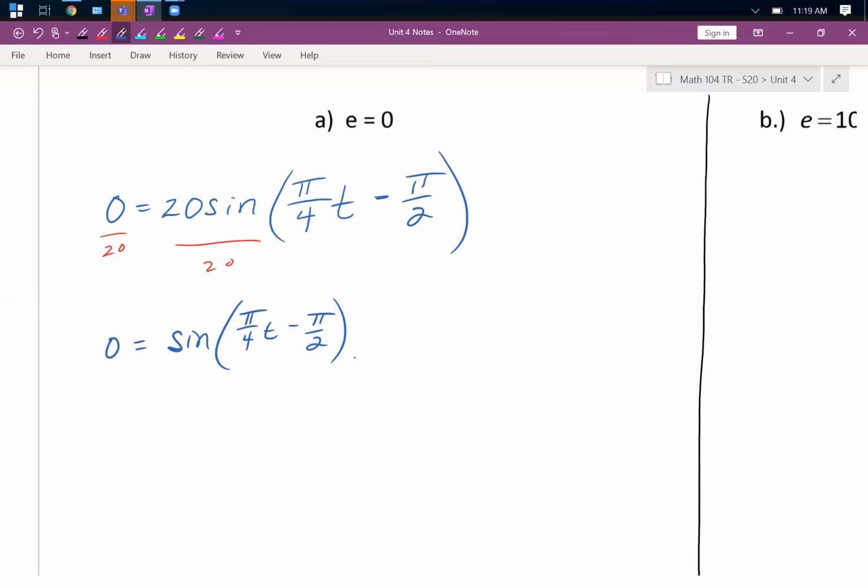Now, before we were just saying theta equals sine inverse or whatever. Well, in this example, this whole huge thing is our argument. And when we write this, we end up with, instead of theta equals, pi over 4t minus pi over 2 equals sine inverse of 0. Any questions on the rewrite there?